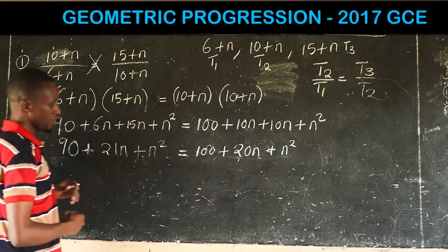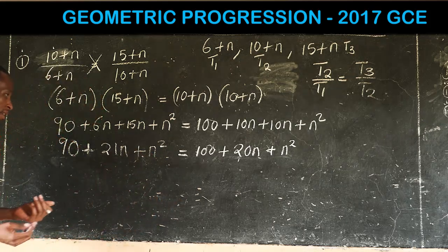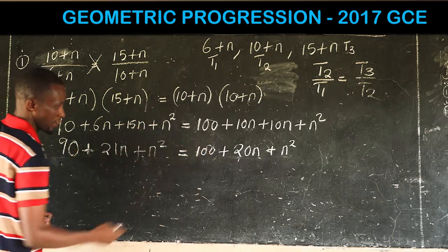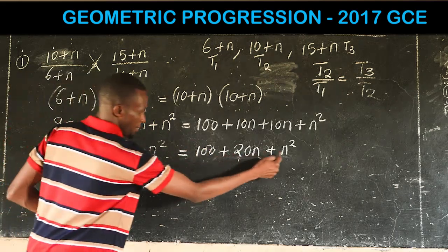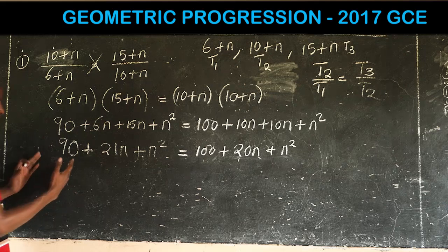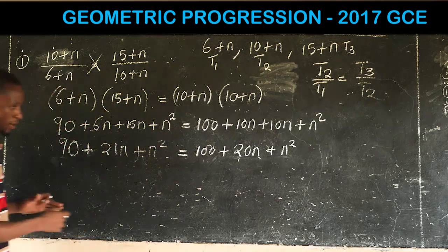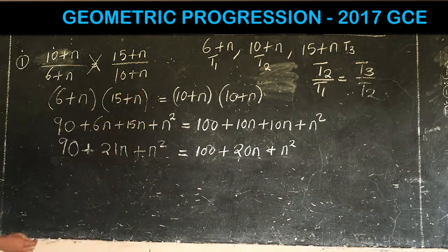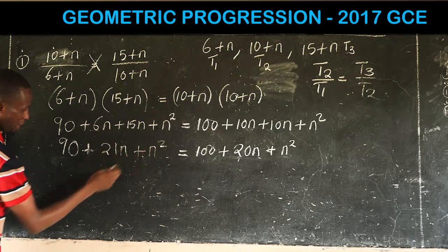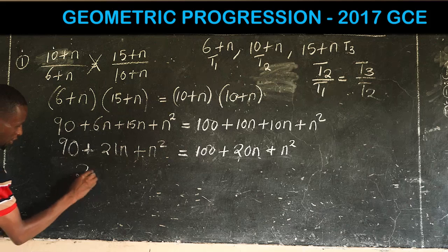At this stage, we are going to put the like terms together. The 90 has to go where the 100 is, and these two terms here have to come to our left. All the letters go on the left, and all the constants without letters go on the right. So from here, the 21n, these two are remaining, so we are going to have 21n.